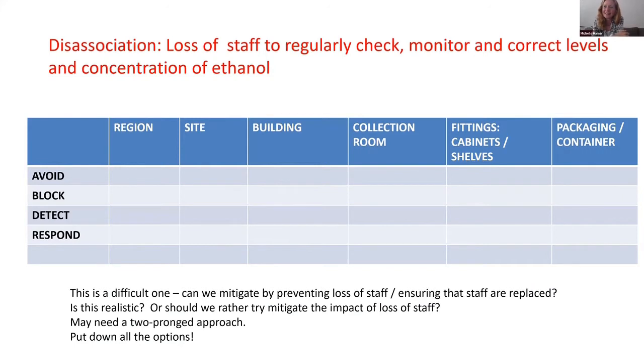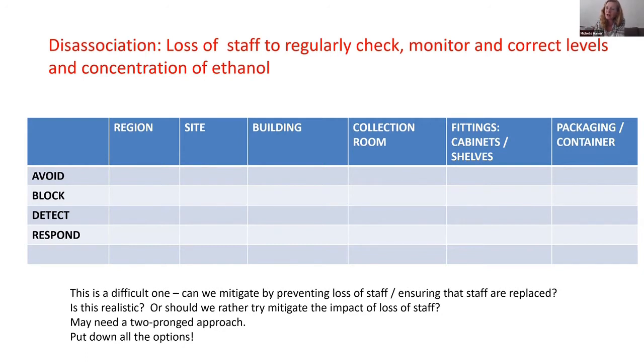This one is an interesting one. What would we do if we just don't have staff? And I think this is a very common issue at a lot of the institutions. So you can say we've lost our staff, or we've only got one person to manage all these collections. And if they go, then there's nothing. And that's for checking, monitoring, and adjusting levels of ethanol. So it's difficult. What kind of mitigation or solution do you put in place?